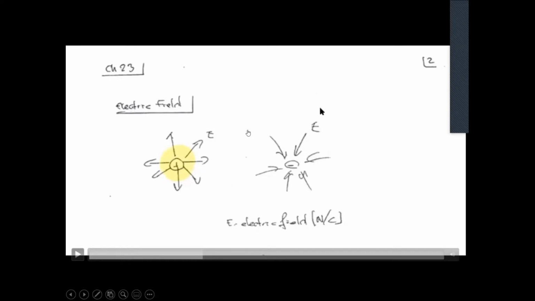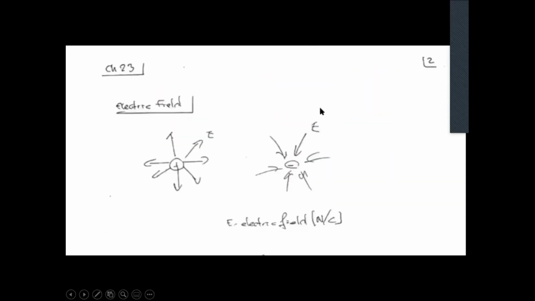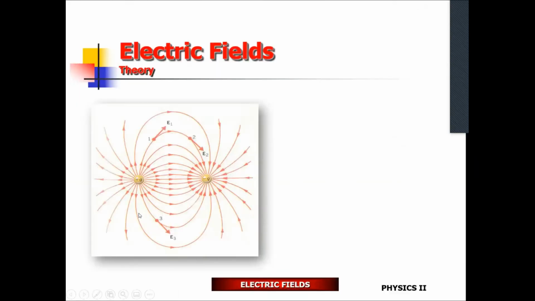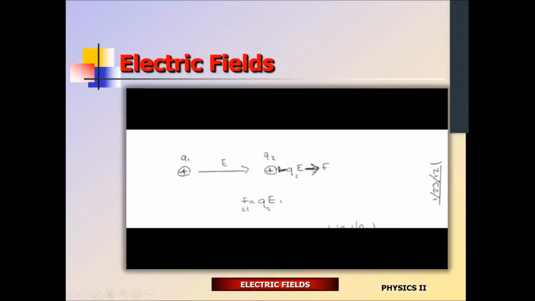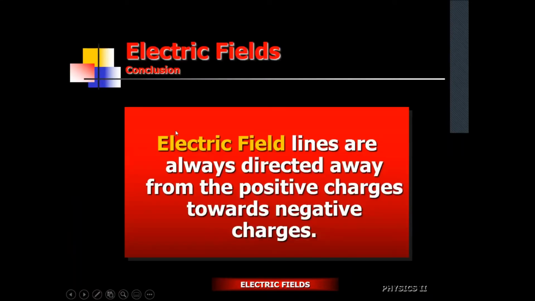Positive charge is the emitter, the negative charge is the receiver, and that's the model that he came up with. The positive charges will transmit the field, the negative charges will receive the field, the like charges will repel, the unlike charges will attract each other. The electric field lines will start on positive charges and end on negative charges.